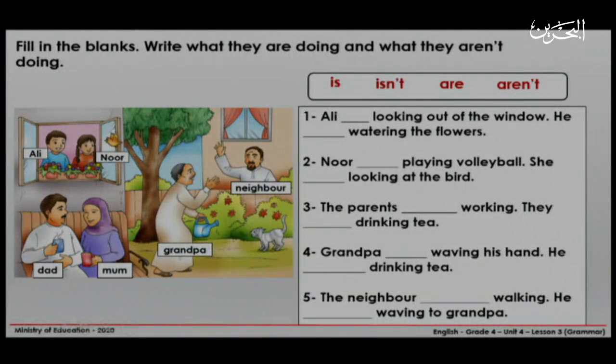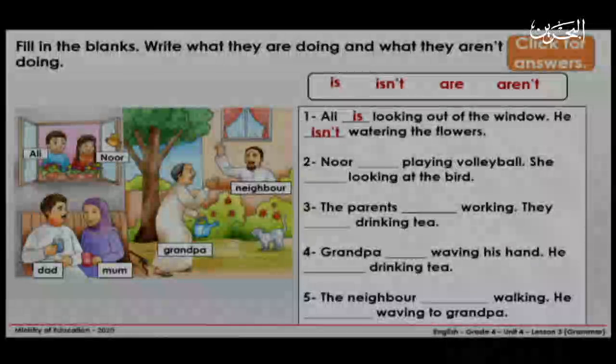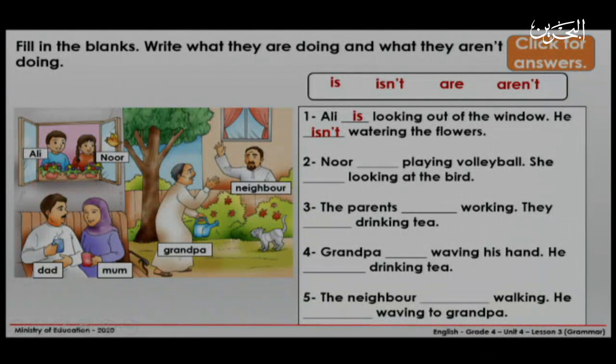Number 1. Ali is looking out the window. What should we use for Ali? Look at Ali in the picture. Is he looking out the window? Good. So, Ali is looking out of the window. He watering the flowers. Look at Ali. Is he watering the flowers? No. So we use isn't. He isn't watering the flowers.